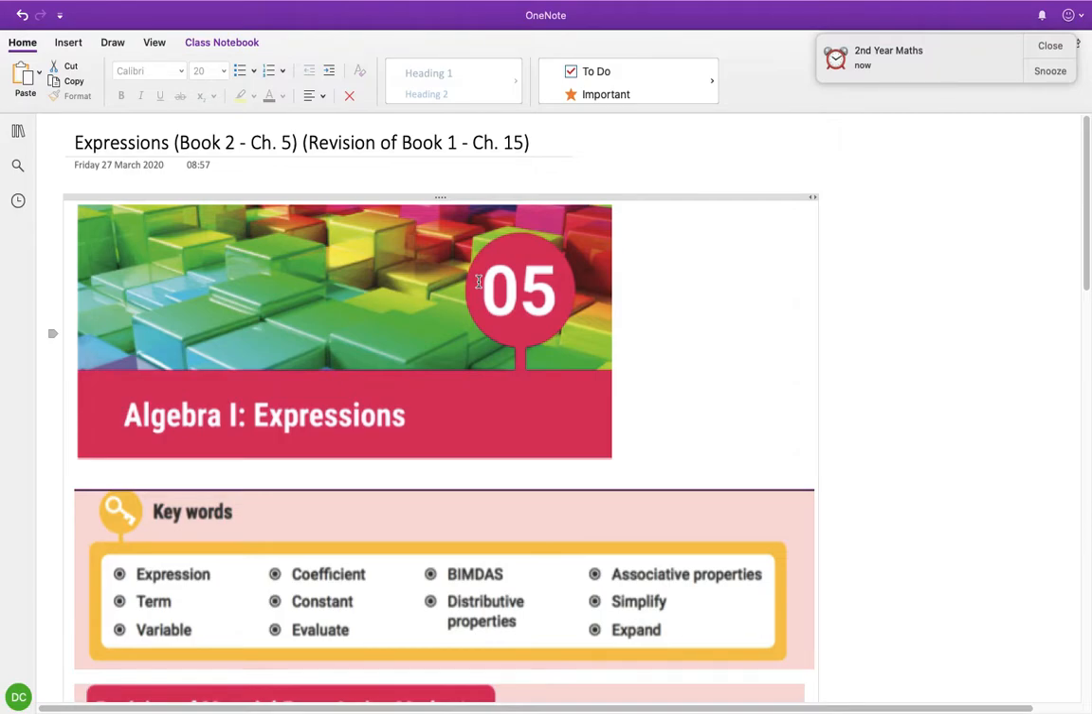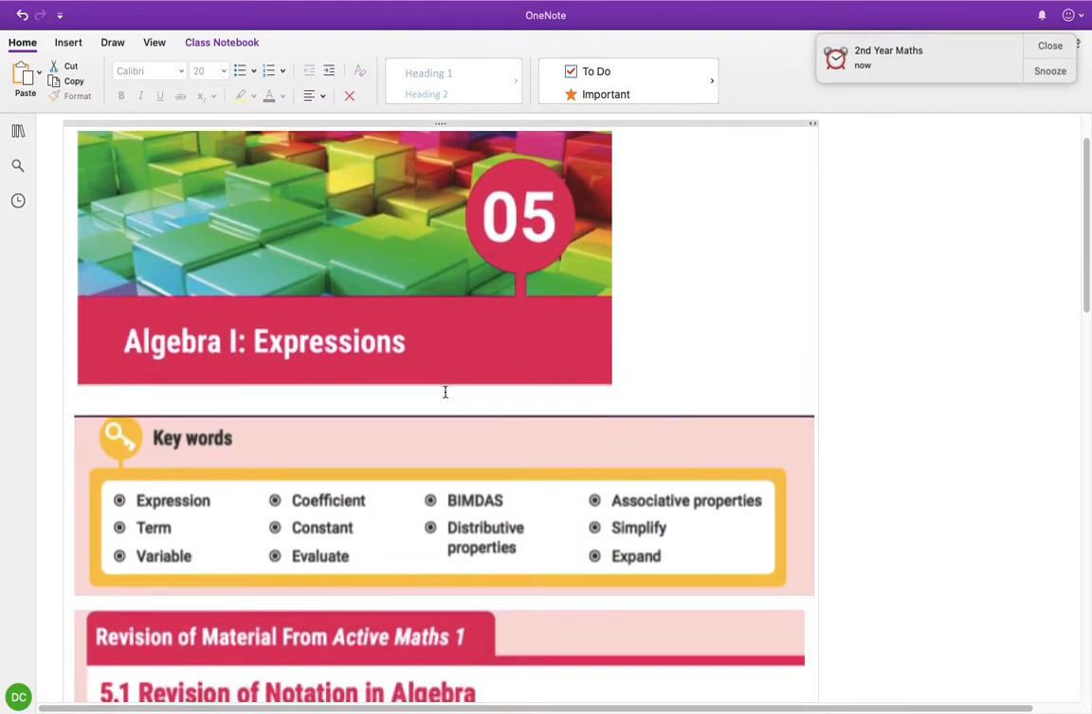Okay, so today we are going to start with algebra. This is chapter 5 in book 2 and a revision of chapter 15 in book 1. You should have done chapter 15, like I've just finished it with my first year, so you should have done it around this time last year, according to the plans.